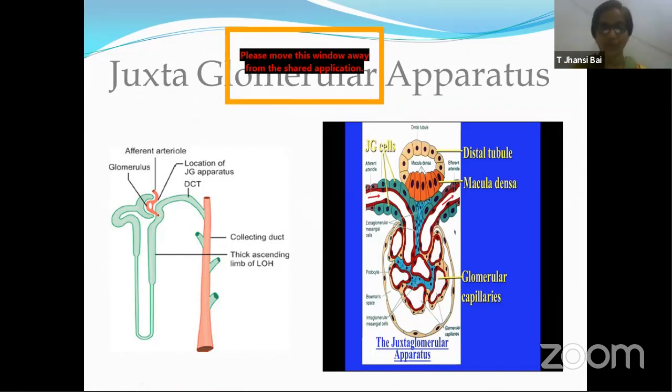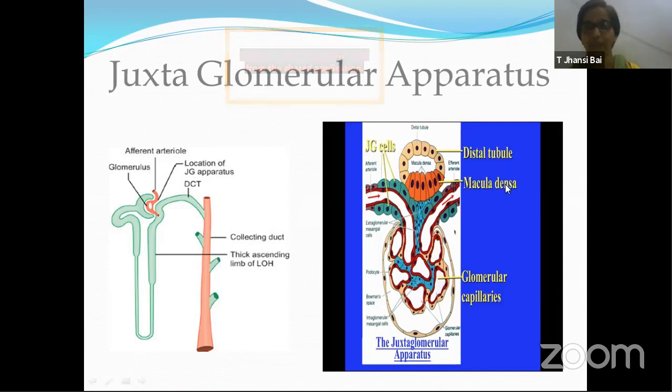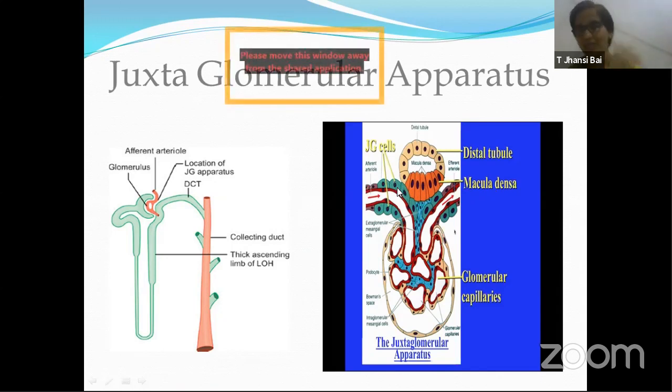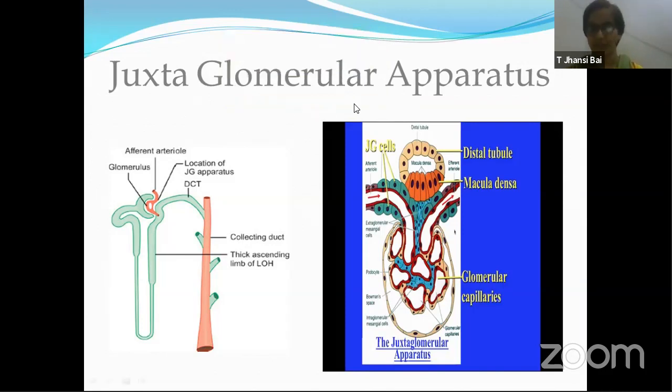So once again, I would like to recapitulate very quickly what we have learned about the juxtaglomerular apparatus. According to our textbook, it is a combination of two things: juxtaglomerular cells and the macula densa. Macula densa are the specialized cells of the DCT, distal convoluted tubule, cuboidal epithelium tissue, whereas juxtaglomerular cells are the specialized smooth muscle cells of the afferent arteriole. These two together form the juxtaglomerular apparatus. Its work is to recognize a fall in blood pressure, that means a fall in the glomerular filtration pressure.